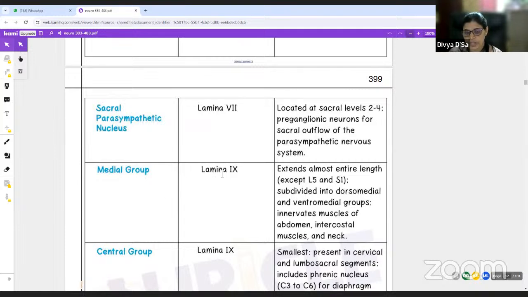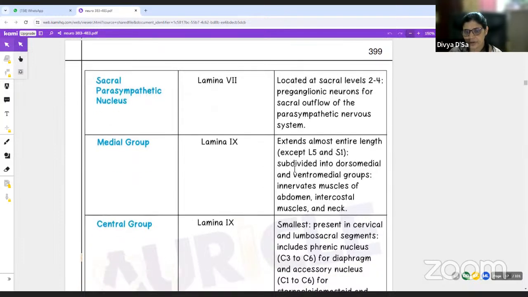The medial group belongs to lamina 9. It extends the entire length except for L5 and S1. It is subdivided into 2 groups, dorsomedial and ventromedial. From there, the muscles of the abdomen, intercostal muscles, and neck are supplied. They carry basically the motor fibers.